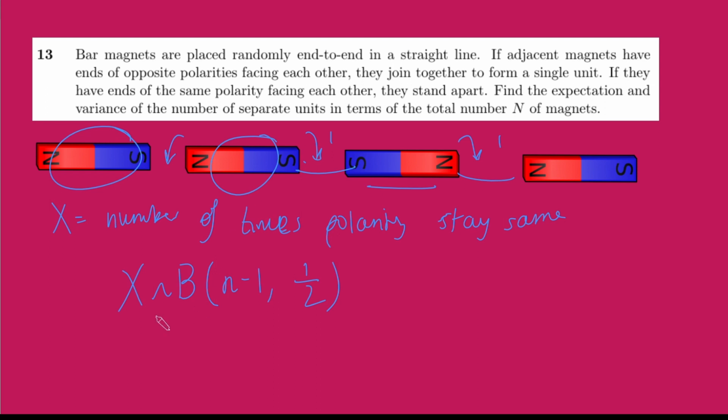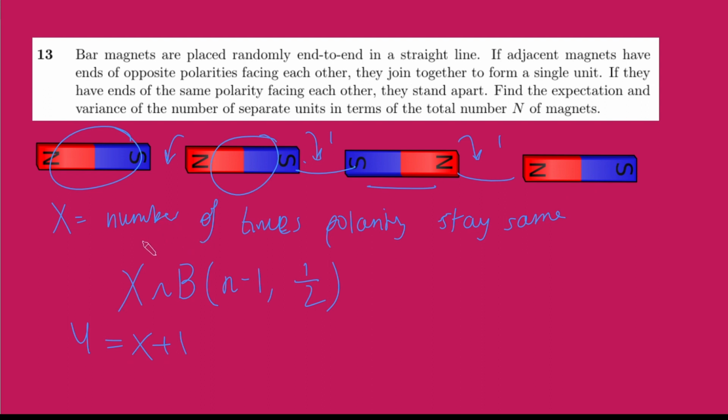And now we can think about the number of units. If I call Y the number of separate units, the thing that we're trying to consider, Y is simply X plus 1. Because if we have, for example, no repeated polarities, in other words X is 0, that means every single time it's alternating, and so everything groups together to make one big strip, and so Y would be X plus 1.